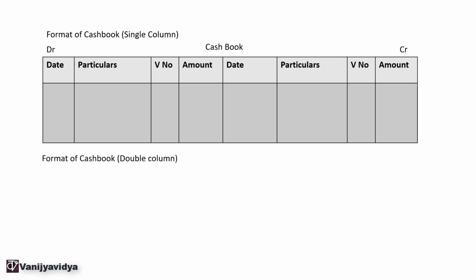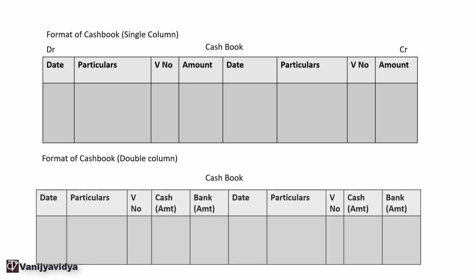Format of cash book, double column. So we have cash book, we have date, particular, voucher number, cash amount, bank amount, date, particular, voucher number, cash amount, bank amount. Then left side is debit, right side is credit. So all the receipts are recorded on the left side, that is the debit side, and all the payments are recorded on the right hand side, that is the credit side.